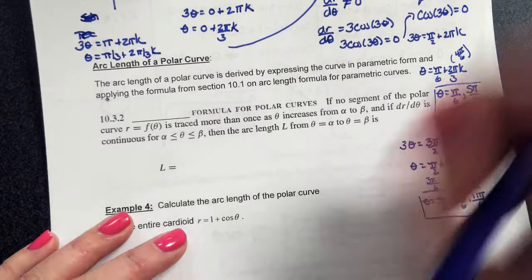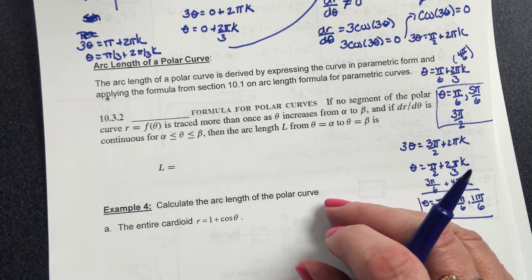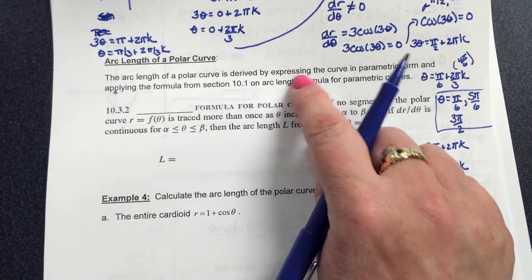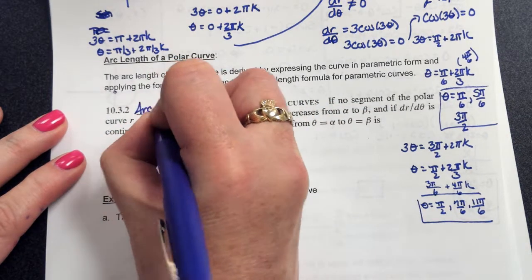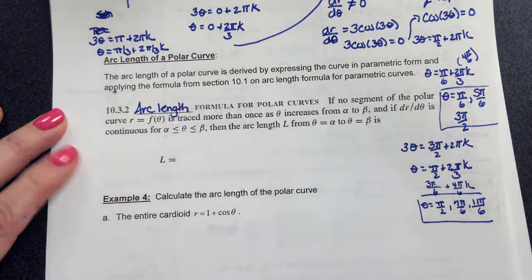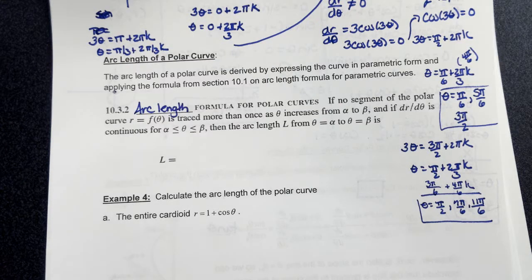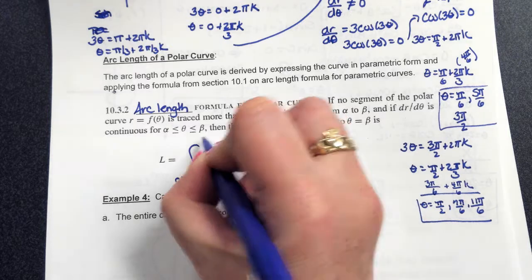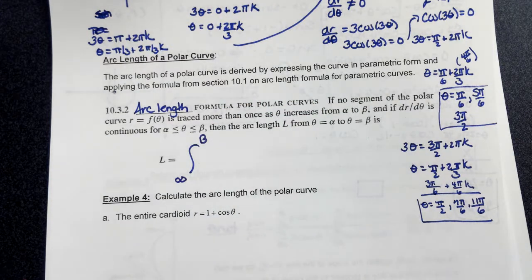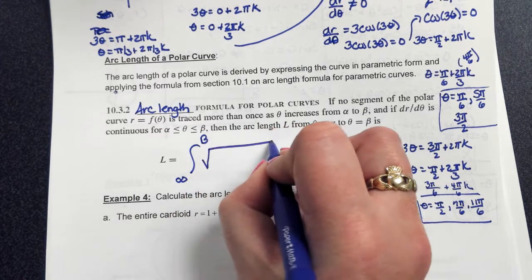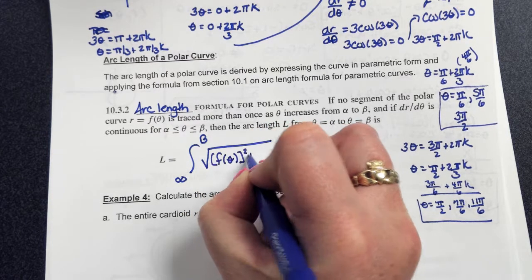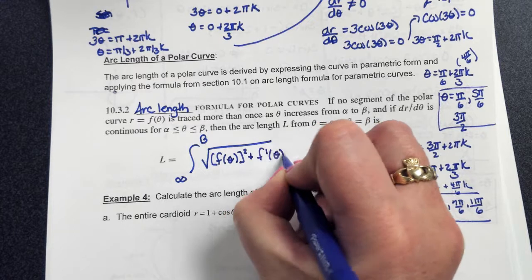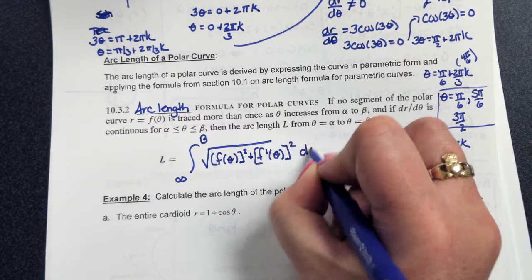Arc length. You have 3 arc length formulas you have to remember. Again, we've done the one in function mode, we've done the one in parametric. You also have to remember your arc length formula for polar. So now your bounds are going to be angles from alpha to beta. You're dealing with the distance around the polar curve. It's going to be the square root of your f of theta squared plus your f prime of theta squared d theta.